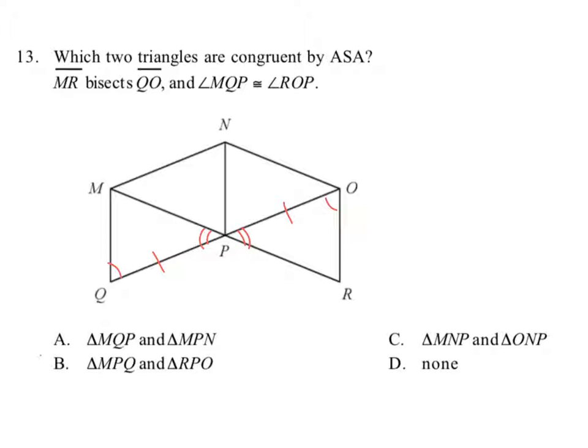So B identifies them correctly, including naming them in such a way that their corresponding parts are all aligned. So that's the proper congruent statement for those two triangles by angle, side, angle.